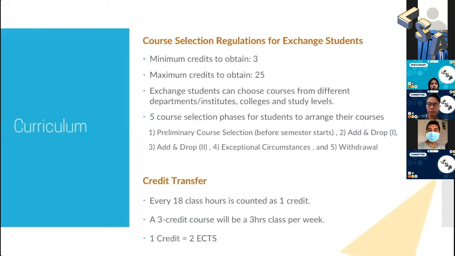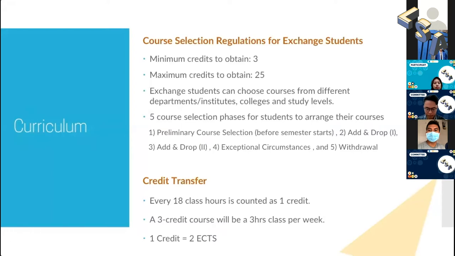There are some course selection regulations for exchange students. The students are required to take credits between 3 to 25. No transcript will be issued if they take credits under 3. There are 5 course selection phases to help students better arrange their courses. Flexibility is also given for exchange students to choose courses at different departments, colleges, and study levels.